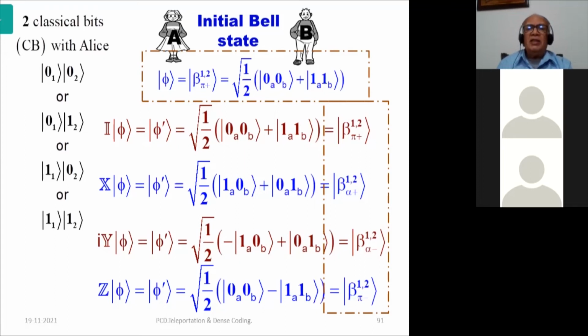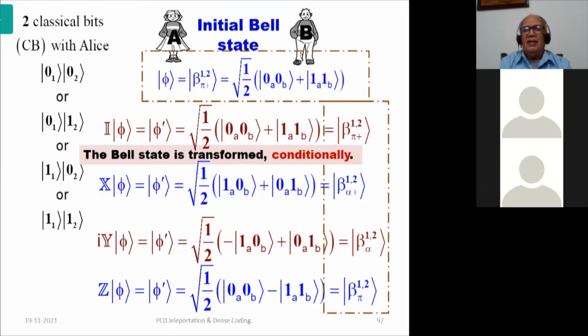Bob has to be given some hint. Some information has to be communicated to him, because Bob doesn't know which pair of classical bits are with Alice, and therefore he does not know whether Alice has performed this operation or this operation or this operation or this operation. And this information is to be transacted to Bob using no more than a single qubit. That is the Holevo limit. And that is the challenge which is still to be addressed.